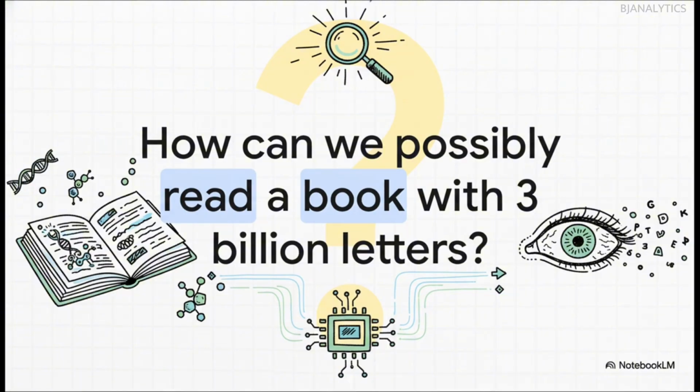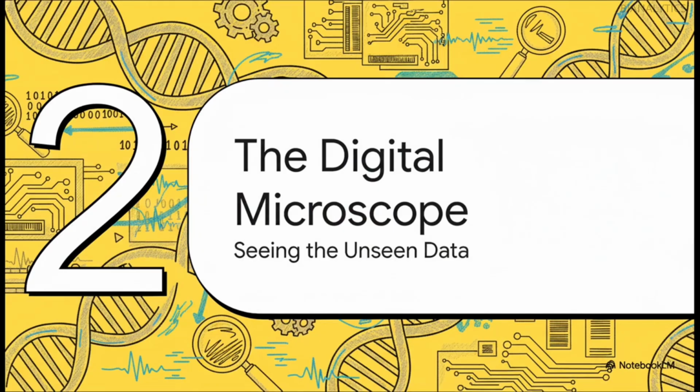And that really is the fundamental question, isn't it? How can any person, or even a huge team of people, possibly read that book, figure out its grammar, and find the important stories hidden inside that massive wall of text? The human eye just isn't going to cut it. So, how in the world do you read a book that large?